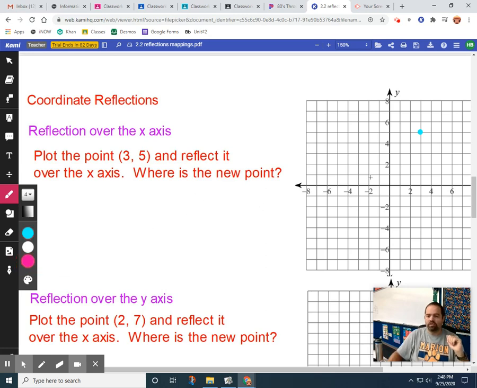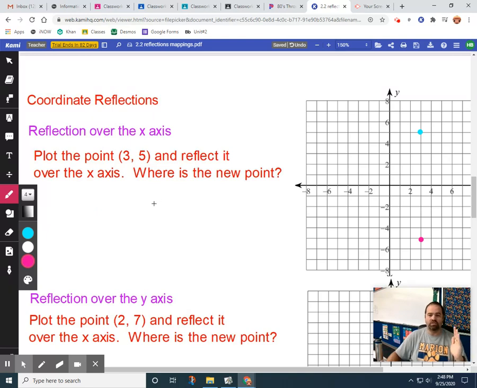So my point 3, 5 is 5 units above the x-axis. When I reflect it, it's now 5 units below the x-axis. So that mapping is actually the one that reflects the y. The x-coordinate stays the same.